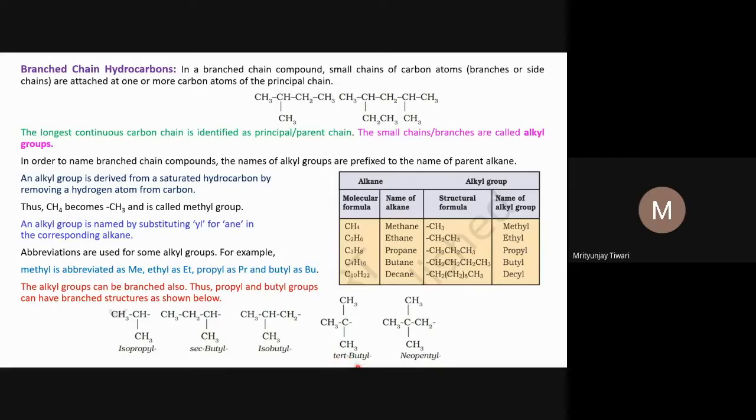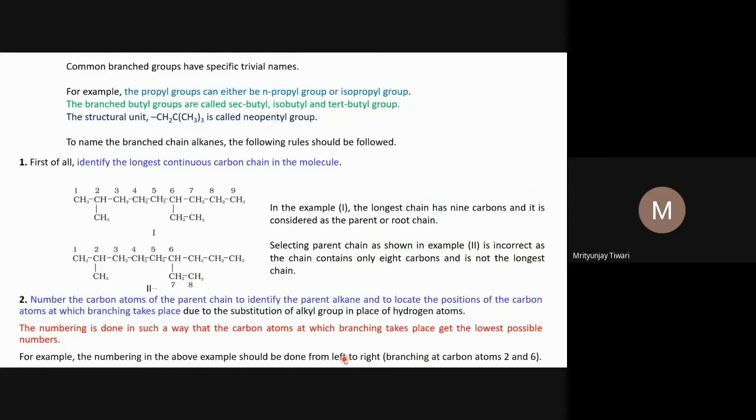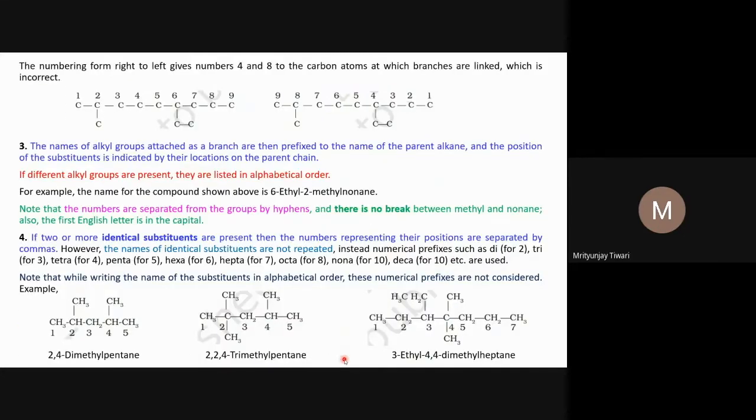Tertiary will not be considered, but isobutyl, this "iso" will be considered in the alphabetical ordering. The "neo" also, this entire thing will be considered in the alphabetical ordering. But any word that represents the numerical prefixes will not be considered for the alphabetical ordering. So these things you should also take care of.